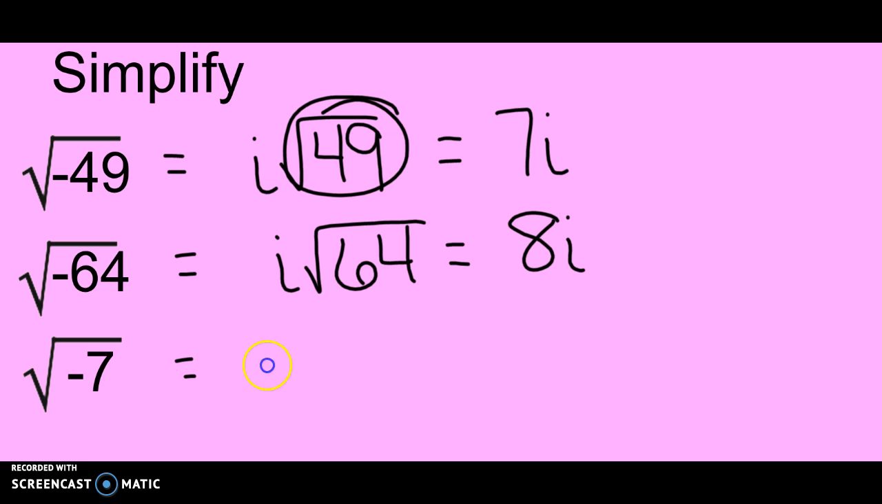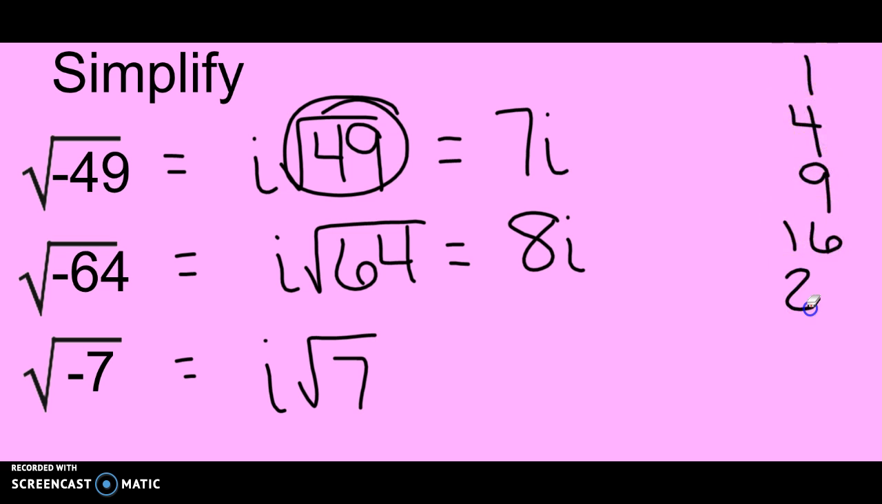Now look at this one. We do i square root of 7. Now again, none of the perfect squares on my list goes into 7. There's nothing you can do.